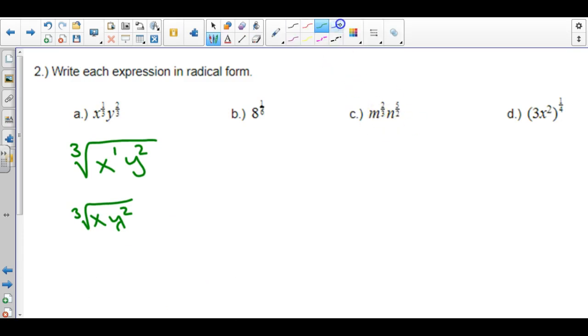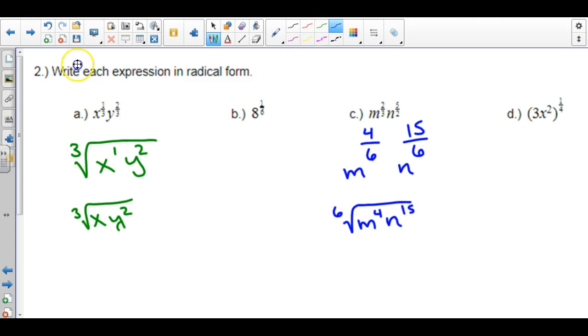Alright, with this one, in part C, we'll notice that we have different denominators. So we can't have two different index values on the outside of the radical expression. What I'm going to do instead is find a common denominator between both fractions, which is going to be 6. So I think about what I would have to multiply 3 by to get to 6, and that would be 2. So I would do the same thing to the numerator, double it, and then I would need to multiply this 2 by 3 to get to 6. That's going to give me a value of 15. And then again, it becomes just like the last problem. The index value goes on the outside of the radical, and then m is raised to the 4th, and then n is raised to the 15th power.